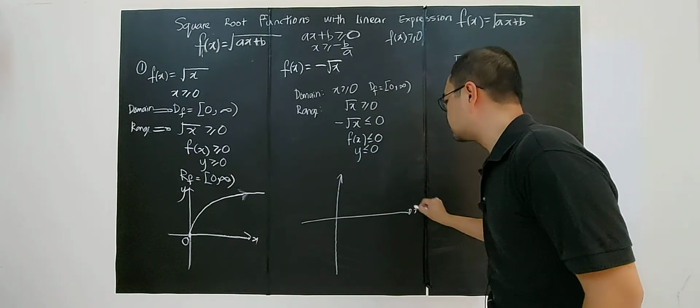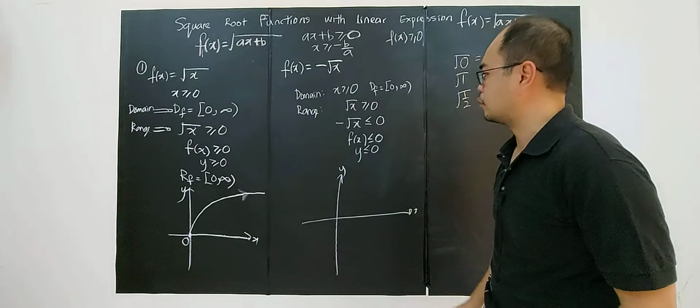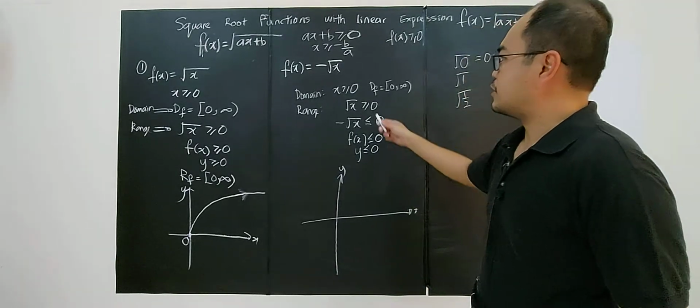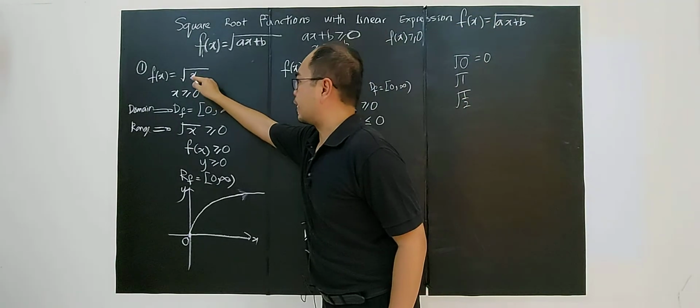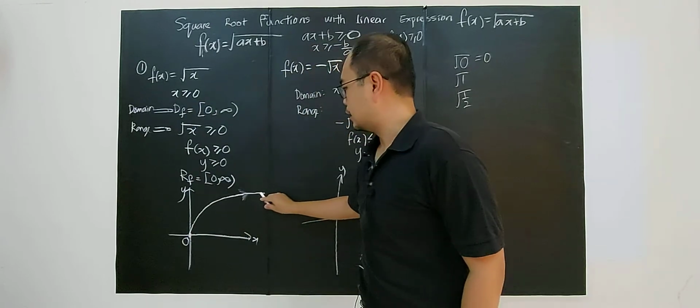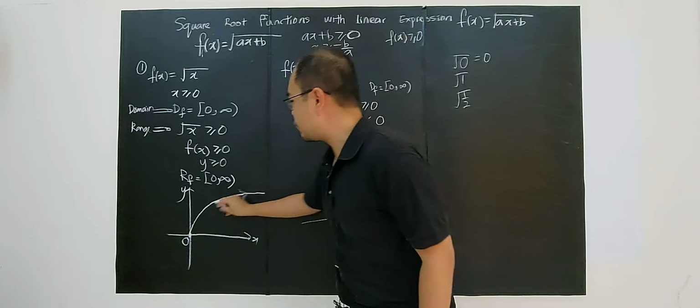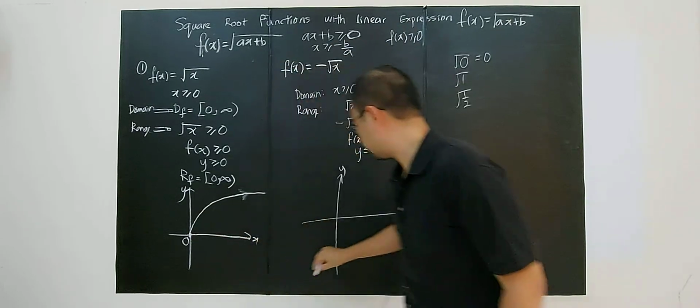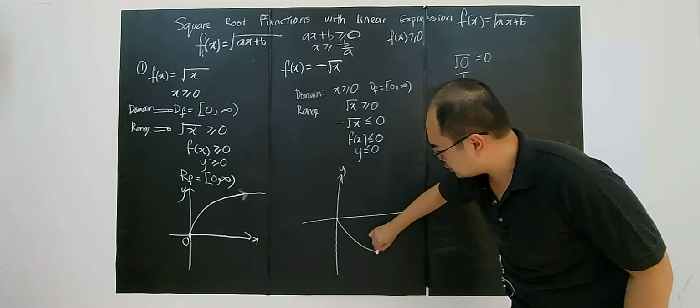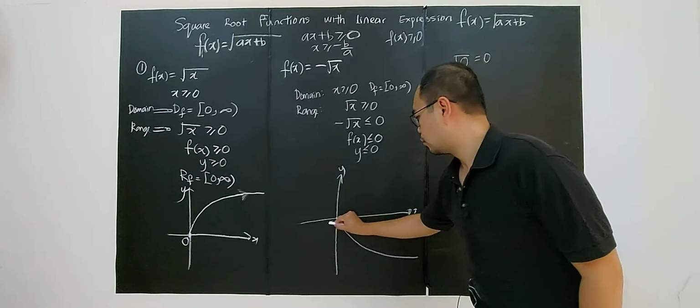So the graph, you can just memorize the graph, okay? The shape of the graph. So actually very simple. The square root of x is always above the x-axis, right? So if you multiply by negative, of course the y value will become negative. It means the graph will be going downwards. Going downwards. Why? You see that?